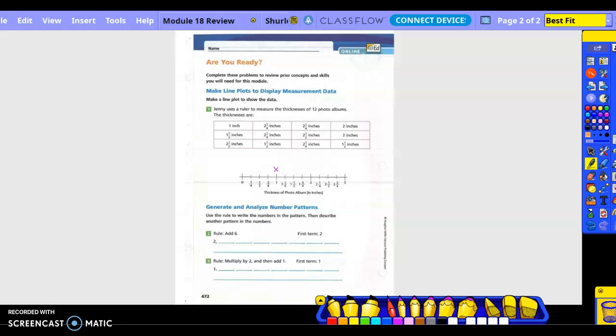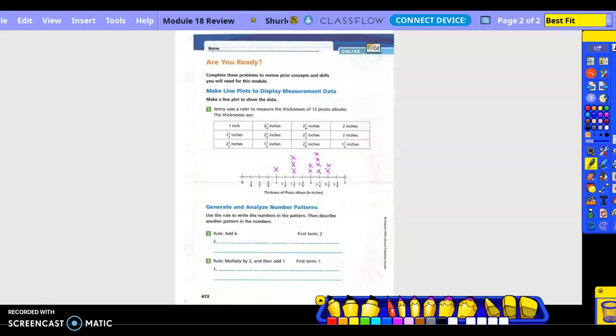Then the next one is 1.5. Next one is 2.5. The next one is 2 1/4. Next one is 2 1/4. So we just stack our X's up when it's another one of the same value. 1.5, need another X. 2 1/4, another X. 2.5, another X. 2 1/4, another X. 2 inches, an X, and then another one, and then 1.5.